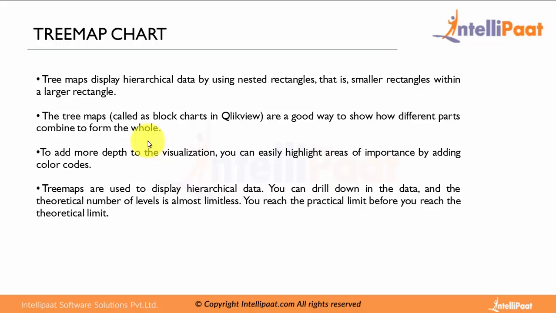So the tree maps display hierarchical data by using nested rectangles, that is smaller rectangles within larger rectangles, right? They are a good way to show how different parts combine to form the whole. To add more depth to the visualization, you can easily highlight areas of importance by adding color codes. You can change the color codes and show the differences.